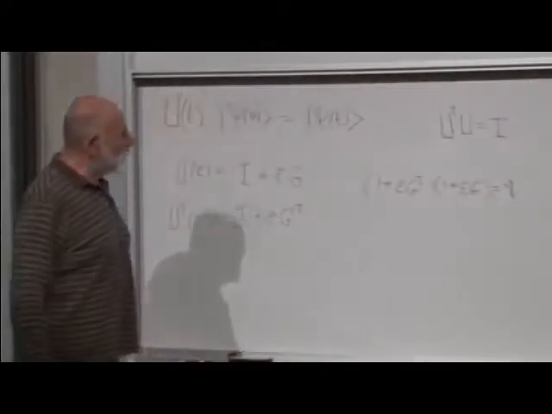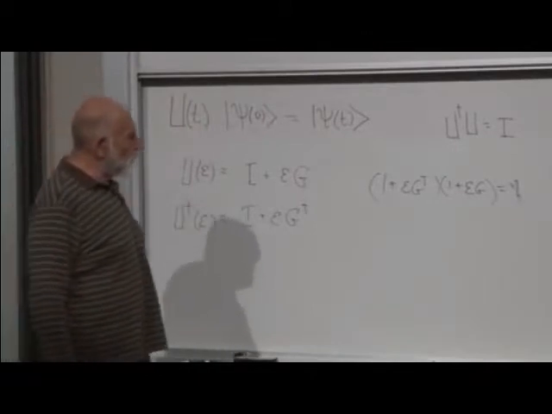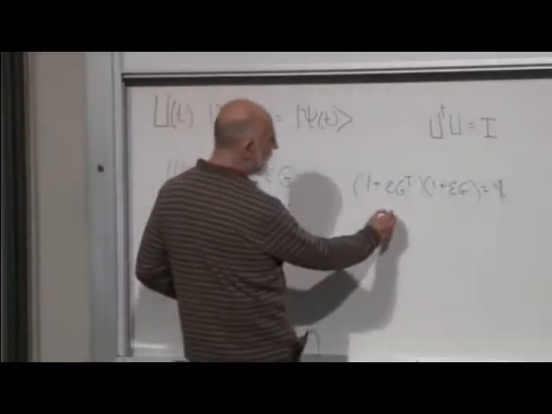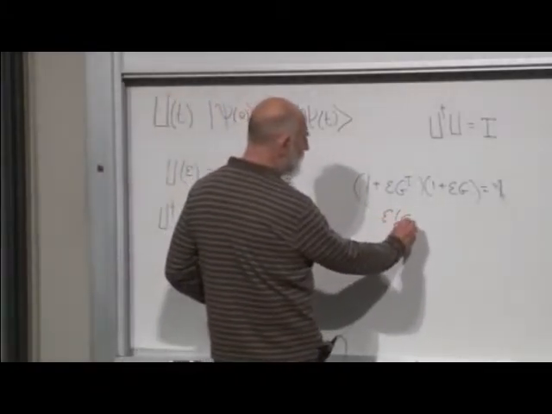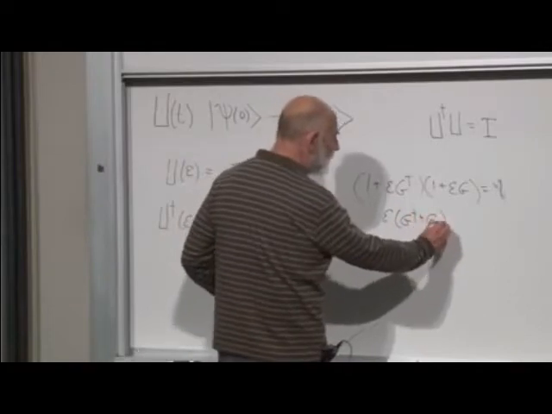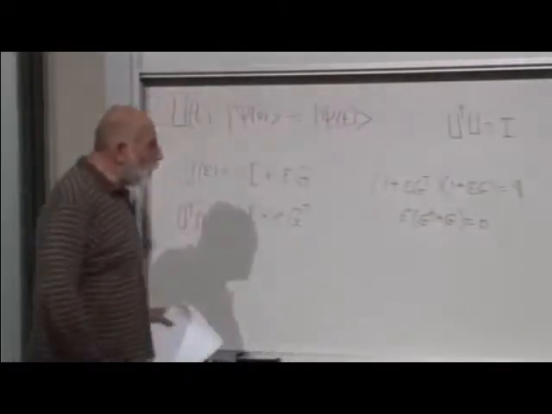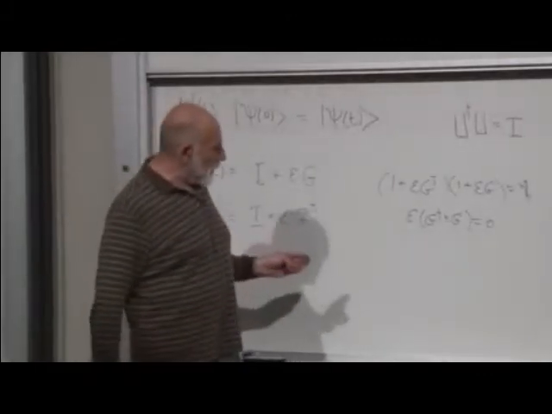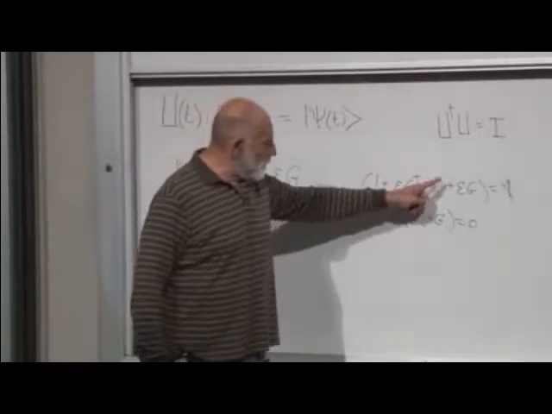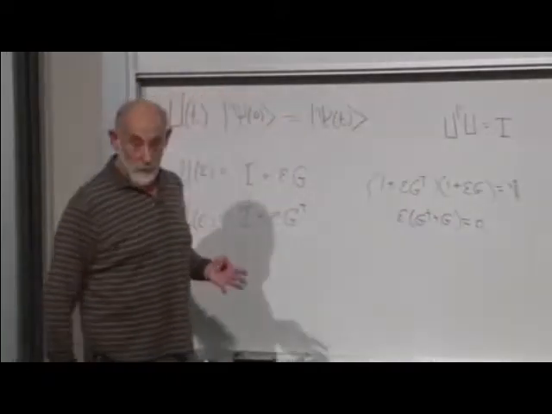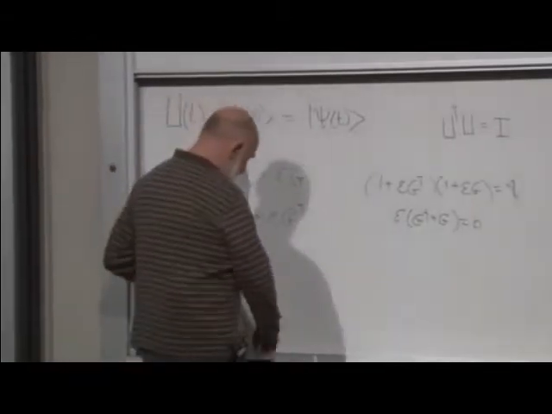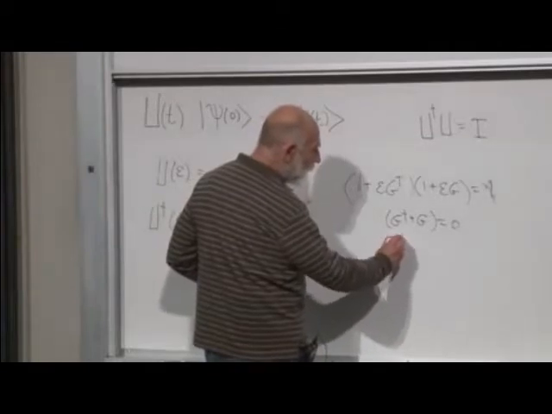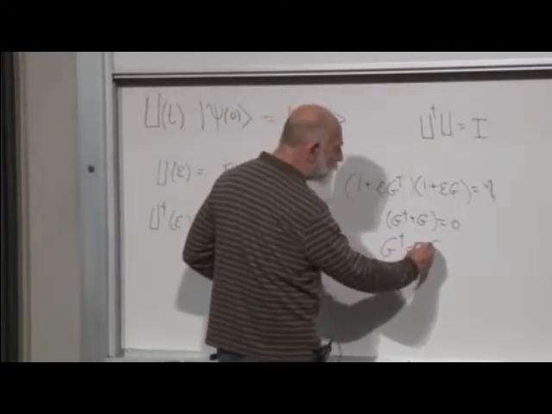Looks a little queer. 1 times 1 is 1. So what's left over? What's left over is epsilon times G dagger plus G. And that must be 0. Working to order epsilon, the condition that U is unitary is the condition that G plus its own Hermitian conjugate is equal to 0. In other words, getting rid of the epsilon, the conjugate of G is equal to minus G itself.